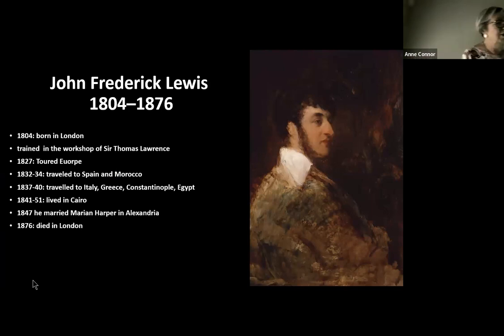John Frederick Lewis, born in London in 1804, trained in the workshop of Sir Thomas Lawrence, toured Europe in 1827, traveled to Spain and Morocco at the same time as Delacroix, by the way, and then later on traveled to Italy, Greece, Constantinople, Egypt, lived in Cairo. He married Marian Harper in Alexandria and then died in London in 1876.